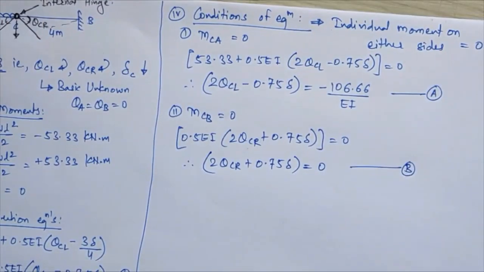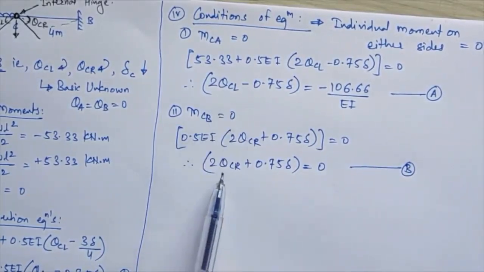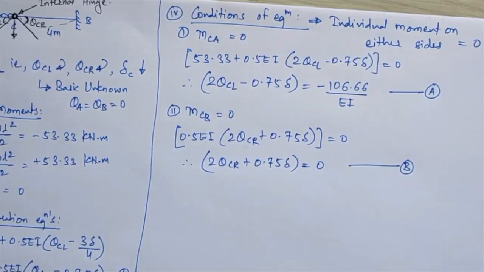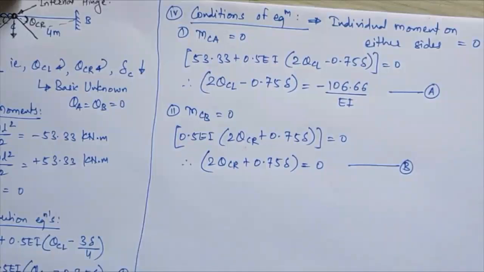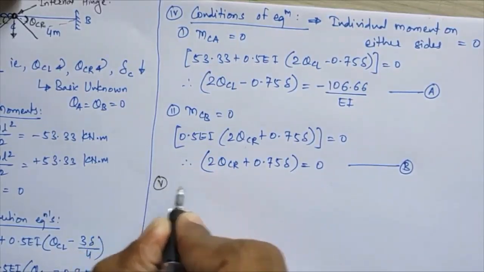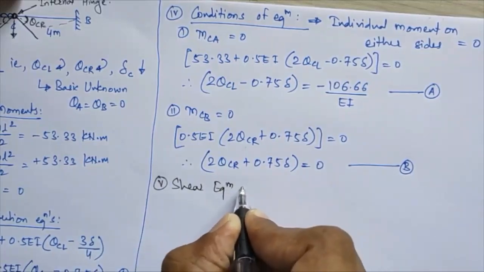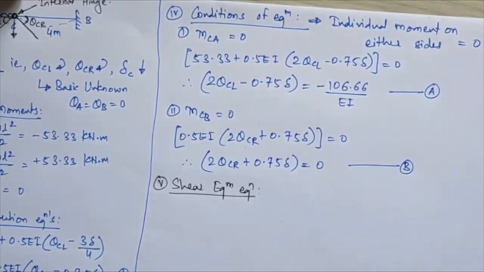Now if you observe equations A and B, you have 3 unknowns: theta CL, theta CR, and the third unknown is your delta. So these 2 equations are not sufficient to analyze this. For calculating these 3 basic unknowns, you need one more step. That step will be your shear equilibrium equation. It is not necessary that the shear equilibrium equation will be taken only for the column members.